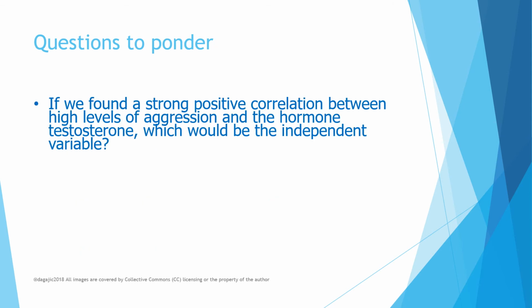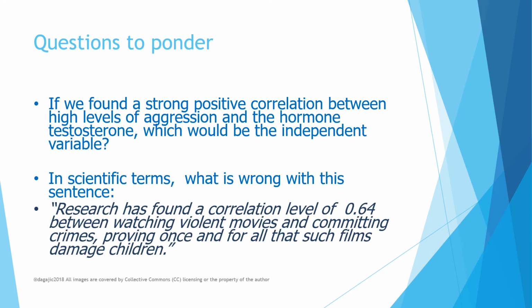Let's give you another question. If we found a strong positive correlation between high levels of aggression and the hormone testosterone, which would be the independent variable? I've been a bit mean there, that's a trick question. You'll remember that correlations don't have IVs and DVs, they only have covariables. So the answer to that question would be neither. Both high levels of aggression and levels of hormone are covariables.